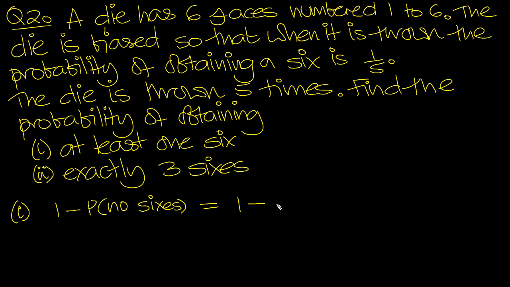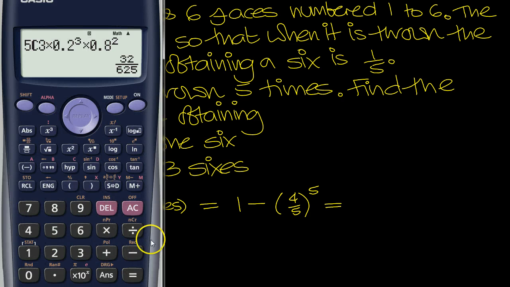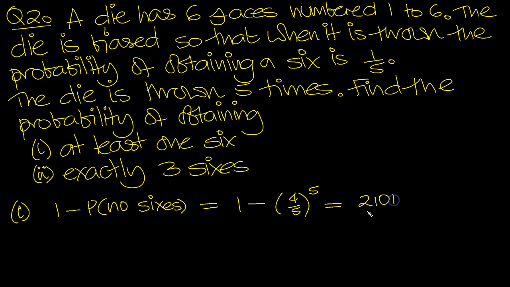Okay, probability of no 6s. The probability of obtaining a 6 is 1/5, so that would be 4/5 of not getting a 6. And then, 5 times in a row, power 5. So we can tap that in the calculator then. 1 minus 0.8 to the power 5 equals 2101 over 3125. And part 2.